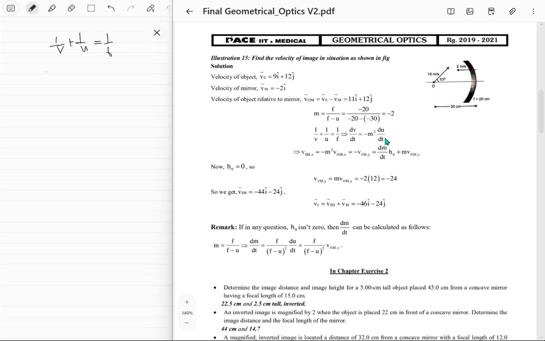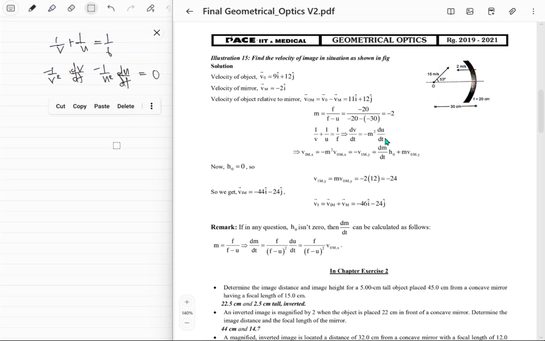So this will give us negative one upon v squared dv upon dt. I know v looks like it's the velocity. It's not the velocity. It's just some symbol for this. But yeah, it is dv upon dt, and v and u are not velocities, right? And then negative one upon u squared du upon dt is equal to 0. And from here you can get dv upon dt, which is the velocity of the image, upon du upon dt. That is equal to negative v squared upon u squared, which is like the negative of the lateral magnification squared. That works.